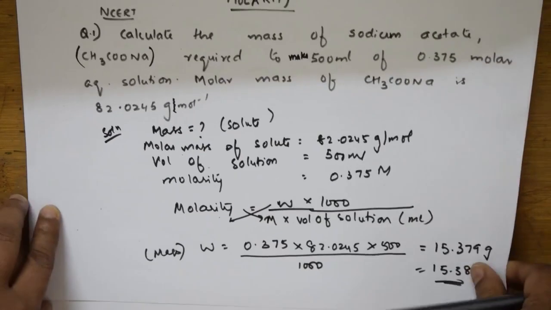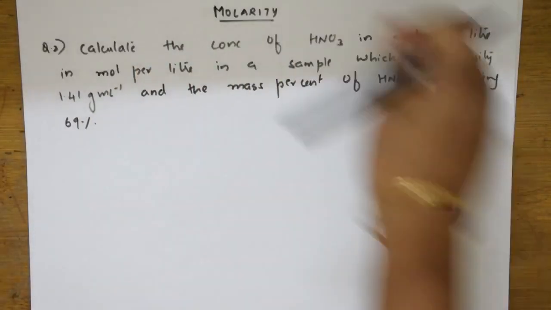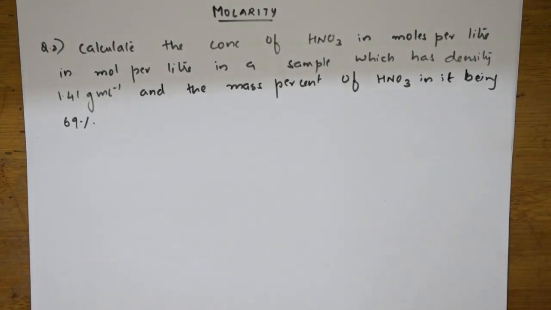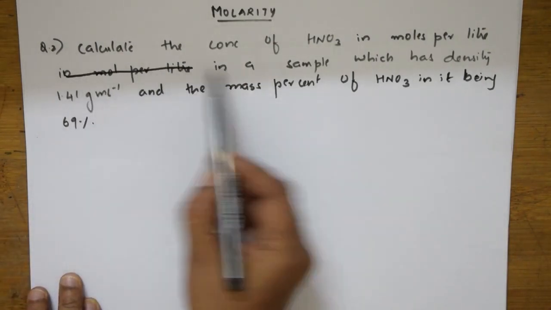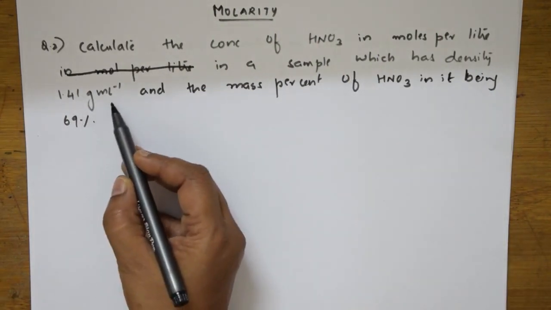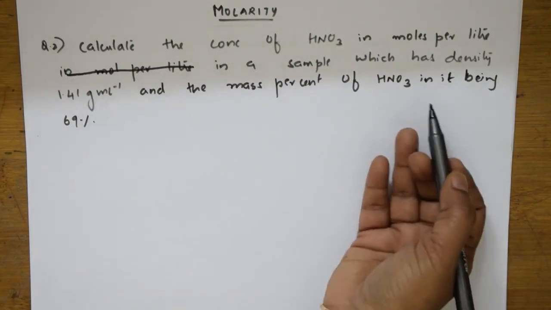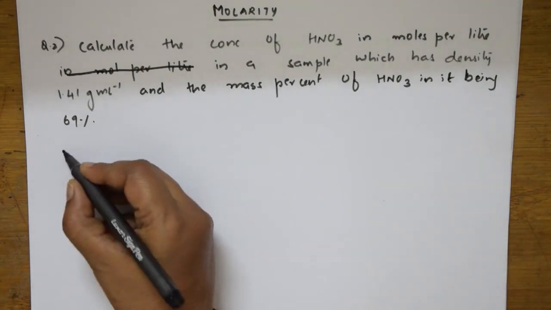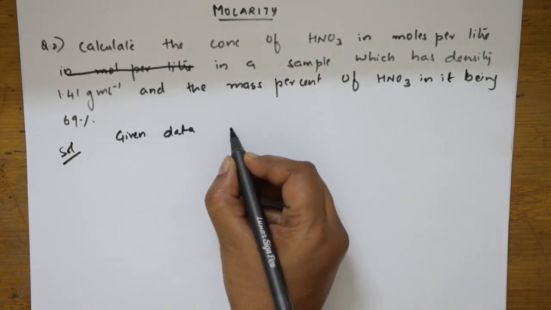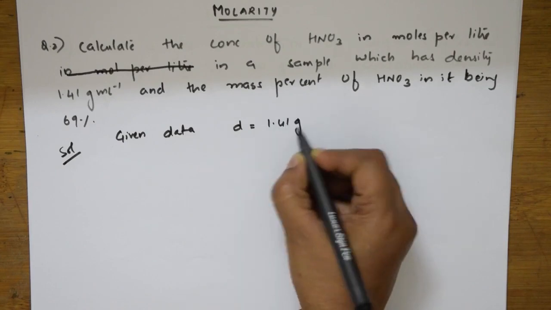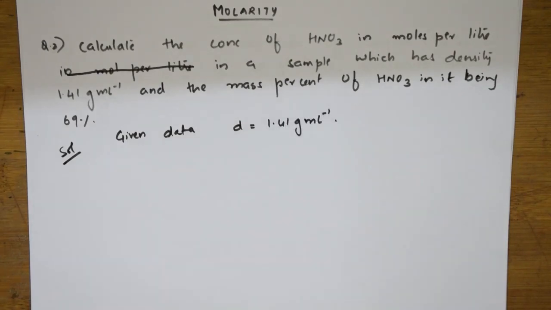Fine. So let us see the next question in molarity. So here in the next question, what do they give us? Let's read. Calculate the concentration of nitric acid in moles per liter, in a sample which has density of 1.41 gram per milliliter, and the mass percentage of nitric acid in it being 69%. Fine. So let me first write what is given to us. Density is given 1.41 gram per milliliter. Then what did they give us? What should I calculate? I need to calculate the concentration of nitric acid in moles per liter.